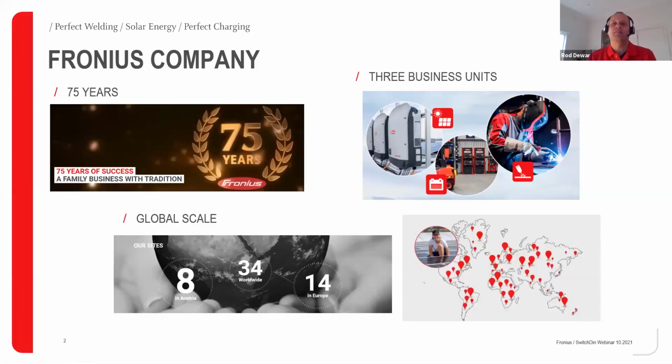There might be some people on the line who don't know much about Fronius. We're a 75-year-old company with 3 business units. Solar is the one we run in Australia, and we've also got welding and battery charging. We're pretty much a global player, in 34 countries where we have a subsidiary set up, and many other countries where we have sales and service. We also have multiple subsidiaries and offices around Europe.